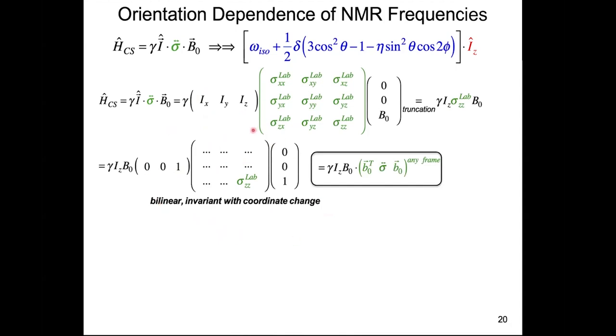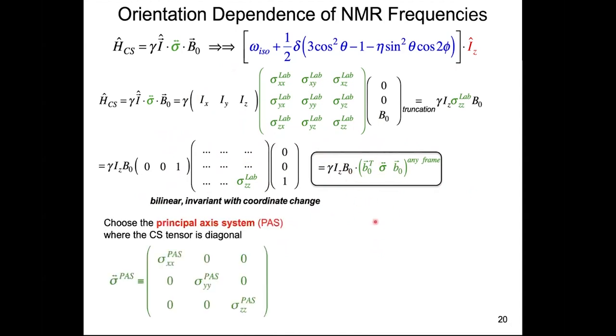This is a so-called bilinear product, and it has the property that the result of this multiplication is invariant under coordinate change. So although we derived this expression from the laboratory frame, thinking everything in terms of the direction of the magnetic field, we can actually carry out this calculation in any other frame. So this bilinear product has this interesting mathematical property.